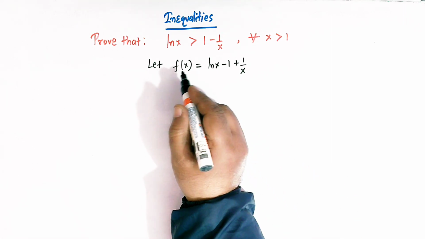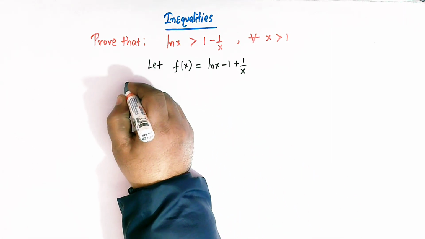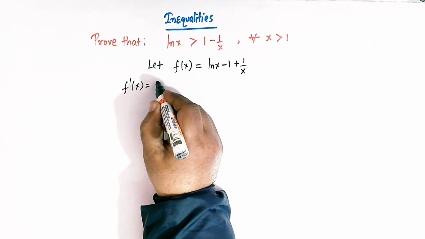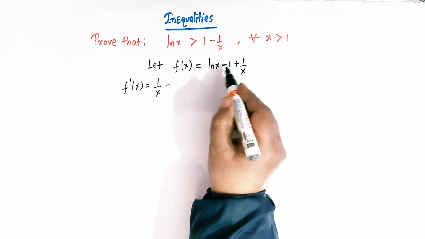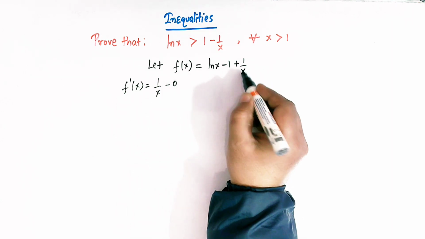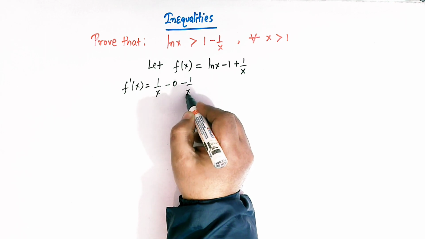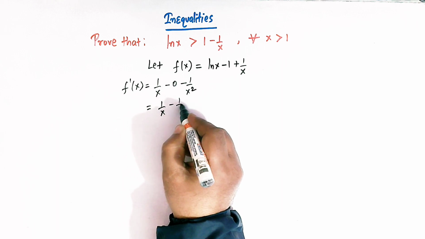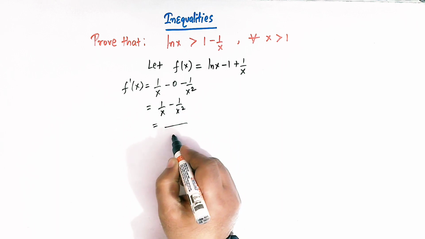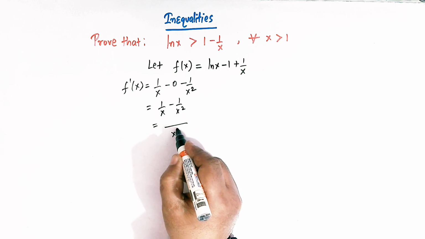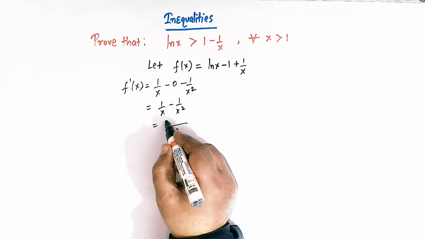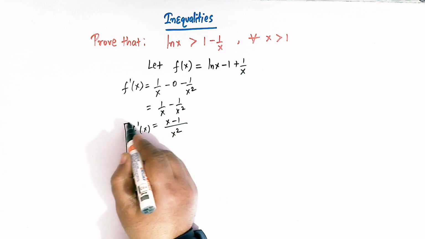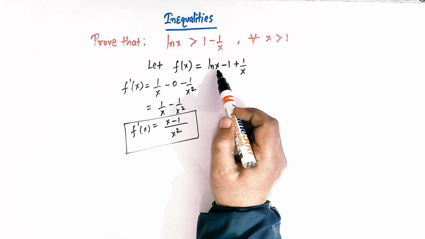Let us find the derivative of f of x. f prime of x is equal to the derivative of log x, which is 1 over x, the derivative of 1, which is 0, and the derivative of 1 over x, which is minus 1 over x square. So we have 1 over x minus 1 over x square. Taking the LCM, x square, we get x minus 1 over x square. This is the derivative of the function.